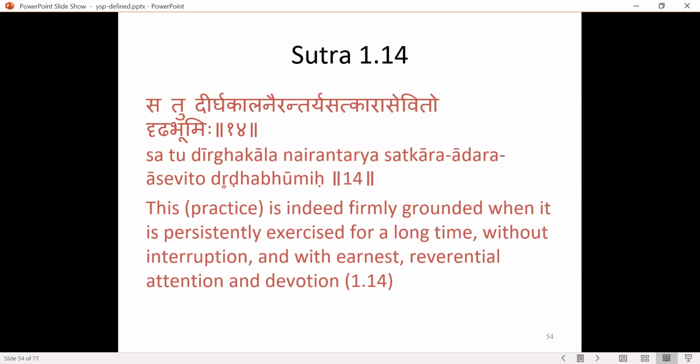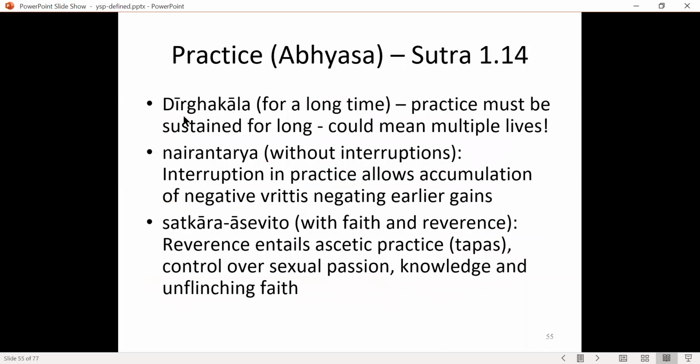Next one. Now, these are the attributes of this word called abhyasa. This is a very important sutra. You should memorize this because this really tells us how to apply these concepts in abhyasa. So the sutra is Sa tu.